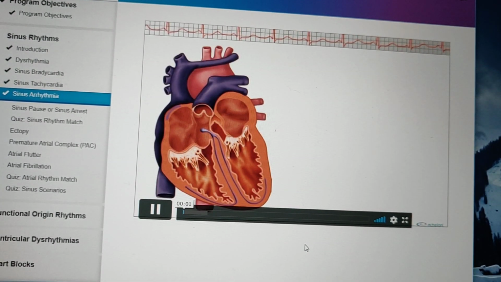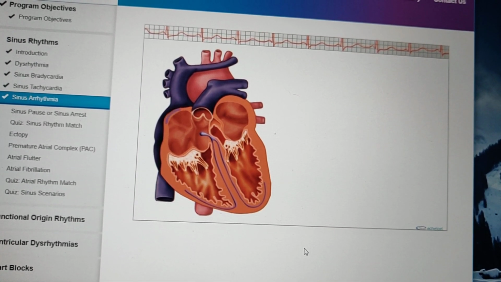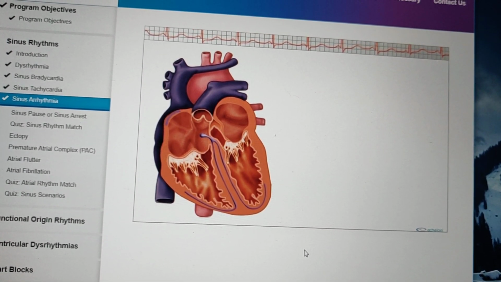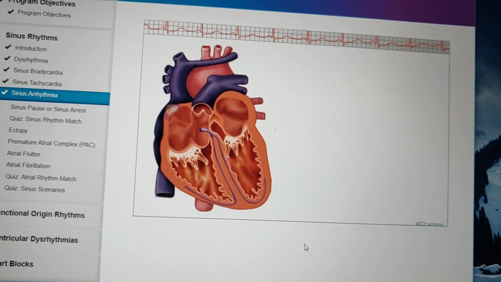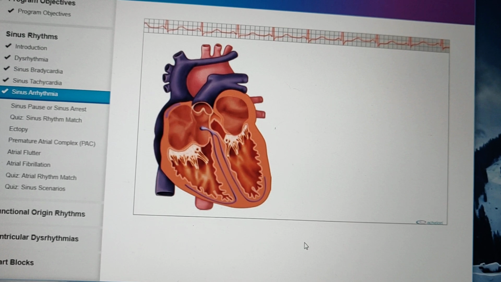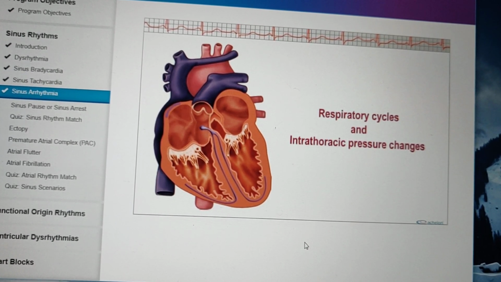So far, we have been looking at dysrhythmias characterized by impulses that are either too fast or too slow. Now we shift to sinus arrhythmias, in which the SA node actually fires impulses irregularly. Sometimes this condition is related to respiratory cycles and intrathoracic pressure changes.